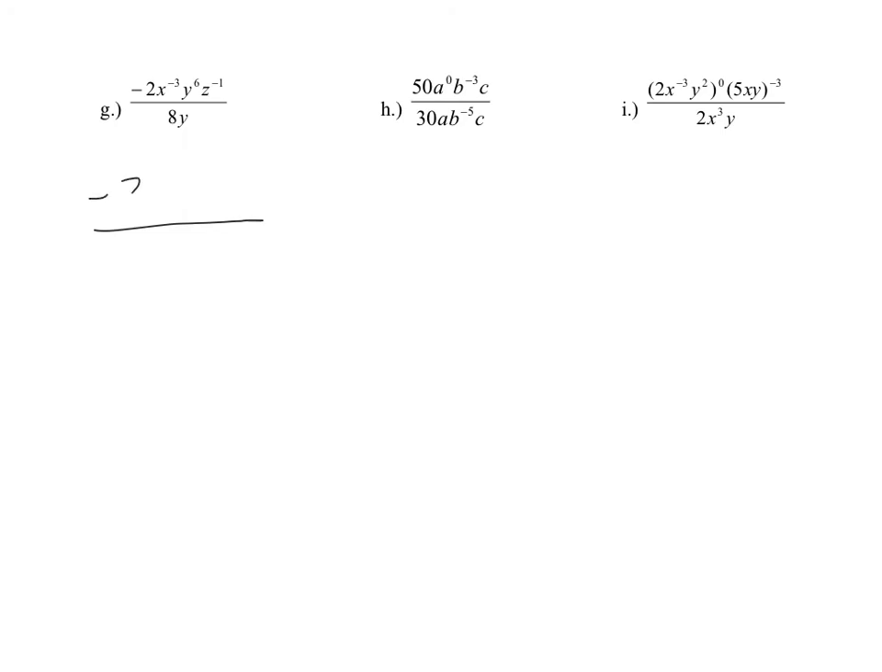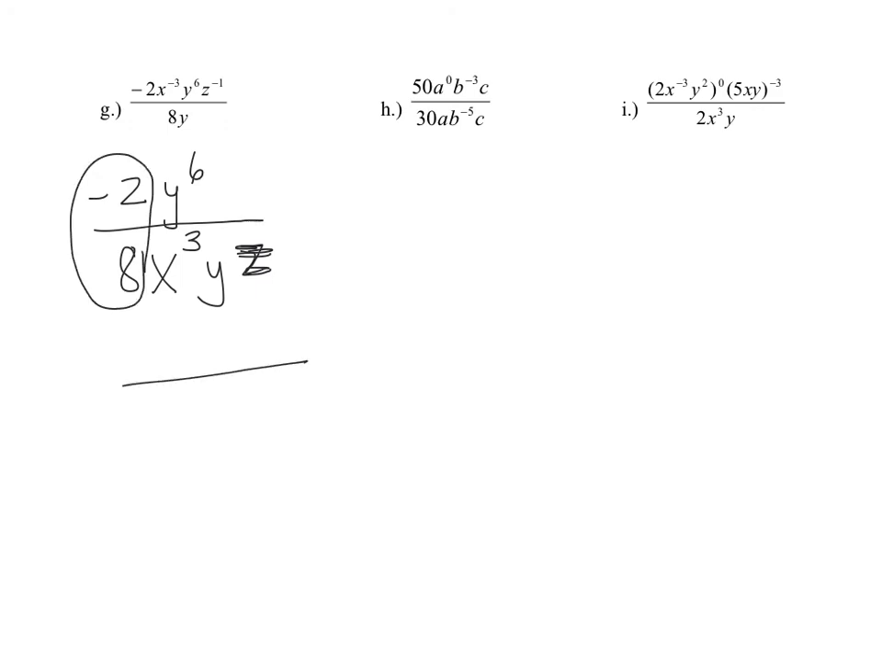So I'm going to have negative 2y to the 6th on the top. On the bottom, I'm going to have 8x to the positive third y z to the positive first. So I'm not even going to write that 1 there because it's not necessary. That's a z. Sorry, it's ugly. Now let's reduce this stuff, okay? Negative 2/8. That's a fraction. Reduces to negative 1/4, right? So I'm going to have negative 1/4.